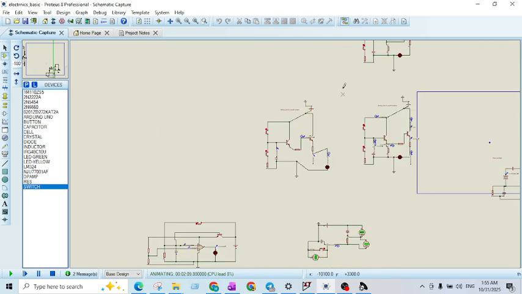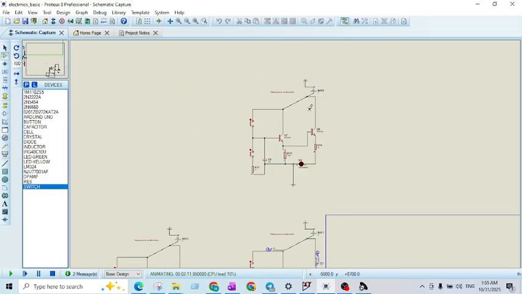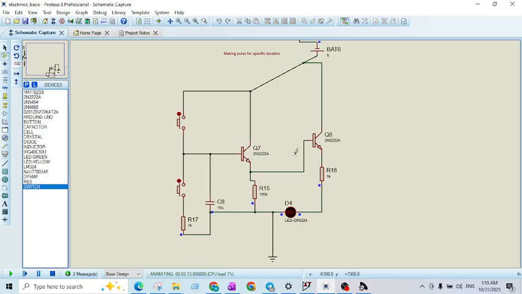Well, so I hope you like these two circuits, and I haven't made this circuit practically yet on the breadboard, but I will make this circuit inshallah, and I will upload and share that circuit with you.